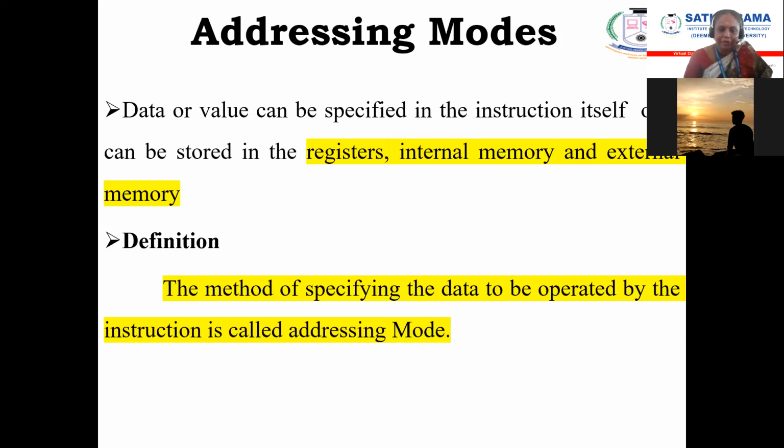So my data will be specified in the instruction. For example, if I write MVI A, 45, then 45 is my data, and I have to move 45 to the accumulator. I can also store my data in a register or internal memory, 256 bytes of RAM. External memory is 64 KB. How do we calculate 64 KB? 2 power 16, where 16 is the number of address lines. So the definition of addressing mode is the method of specifying the data to be operated on by the instruction.